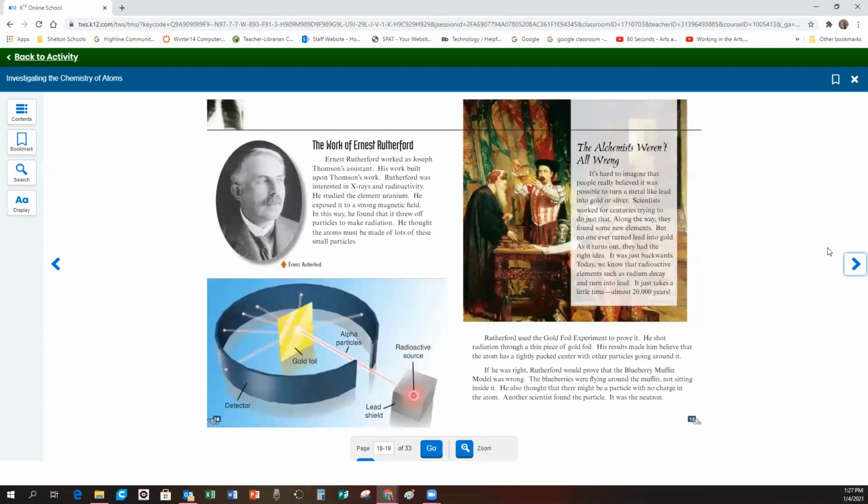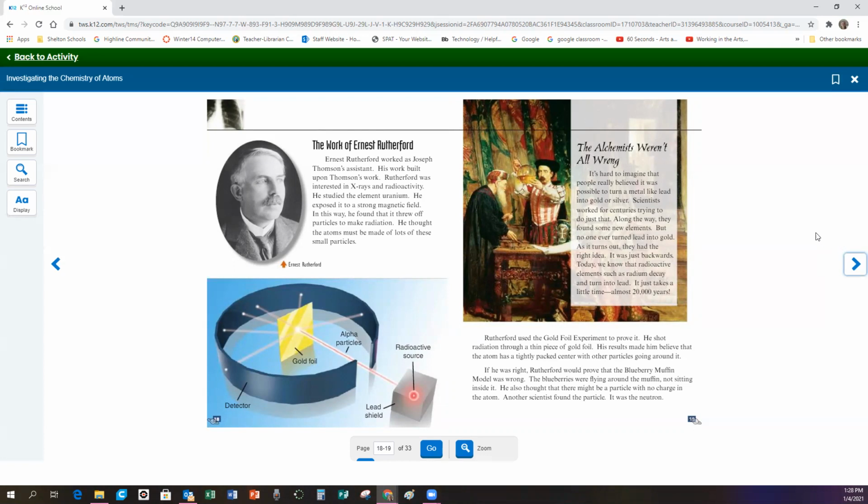The work of Ernest Rutherford. Ernest Rutherford worked as Joseph Thomson's assistant. His work built upon Thomson's work. Rutherford was interested in X-rays and radioactivity. He studied the element uranium. He exposed it to a strong magnetic field. In this way, he found that it threw off particles to make radiation. He thought the atoms must be made of lots of these small particles.